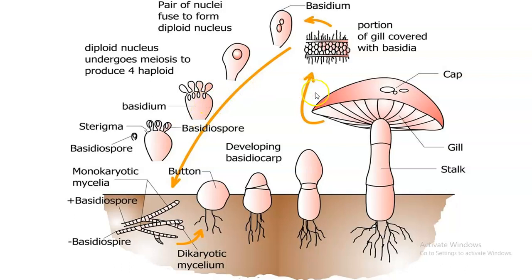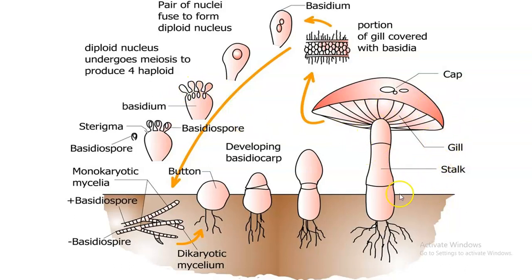So this is the structure. This protruding structure is called the basidium. From the gills you will see the basidium. At the tip of the basidium there will be sterigmata formation. At the tip of the sterigmata the haploid nuclei will come and convert into a basidiospore. And when will this structure be formed?